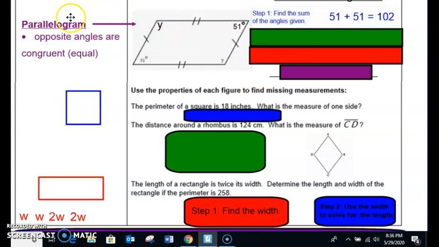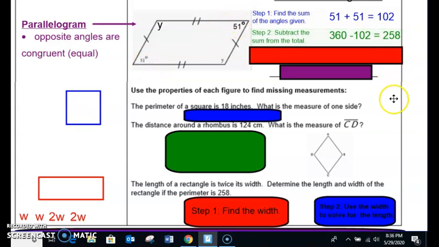So step 1, I need to find the sum of the angles given. Since I only know these 2, 51 plus 51 is 102 degrees. Step 2, I'm going to subtract the sum from the total. I know that all 4 will add up to 360, so I do 360 minus 102 and I get 258 degrees. So that's how many degrees I have left over between these 2 angles that are both missing.